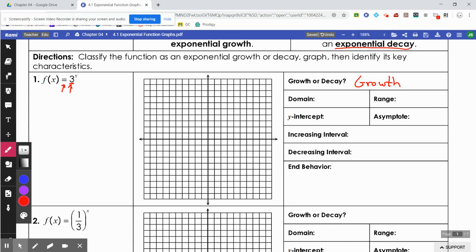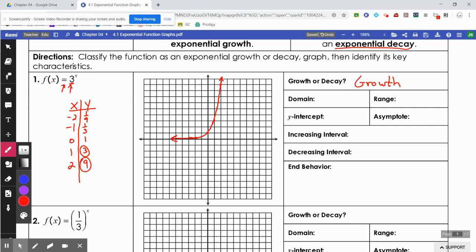Now let's go ahead and graph this. The way we're going to graph it is with a t-table. And you can just plug in a few x values here, maybe negative 2, negative 1, 0, 1, and 2. And here's what you get. And notice it looks a lot like 2 to the x. The only difference is it grows faster. 3 to the first power would be 3, and 3 to the second power 9, instead of the 2 to the first and 2 to the second, which is 2 and 4.